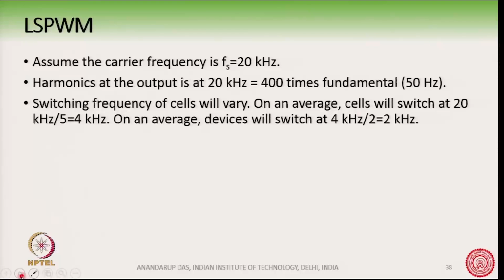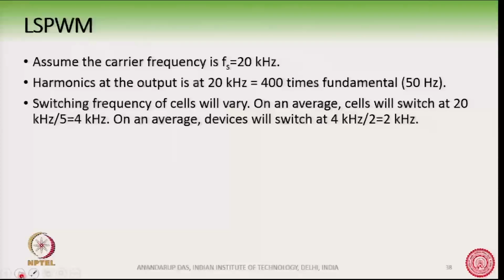So, let us take an example just like the previous one. Assume that the carrier frequency is 20 kilohertz. Now, the harmonics at the output in level shift PWM will appear at 20 kilohertz, that is 400 times the fundamental. Now, the carrier frequency here is itself 20 kilohertz.